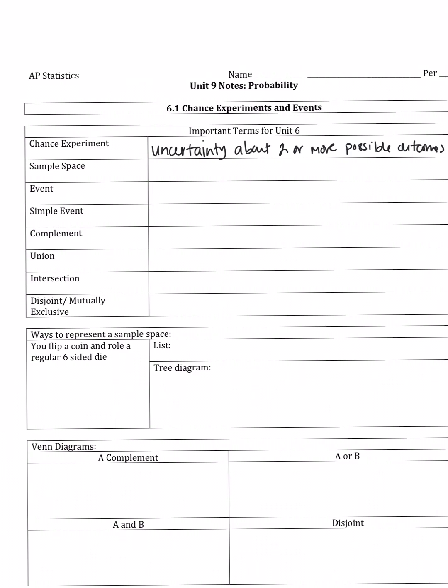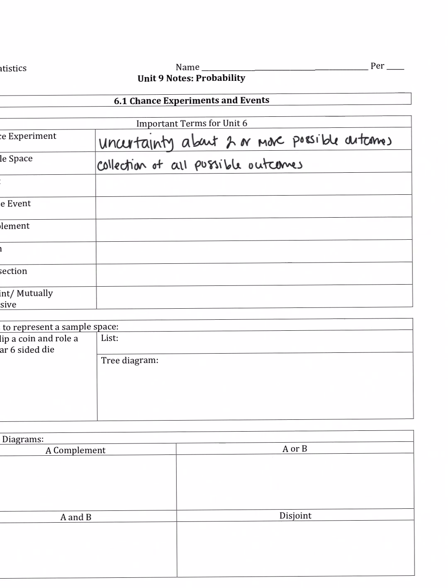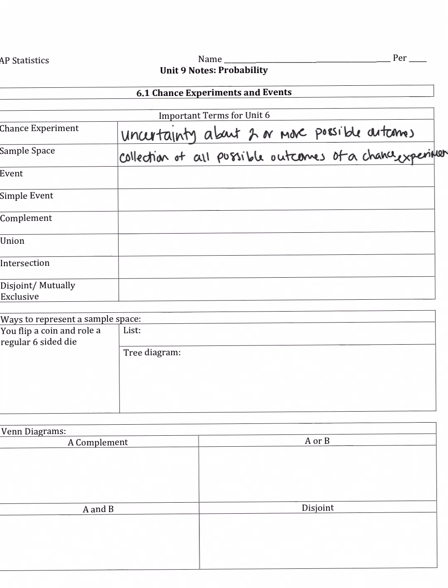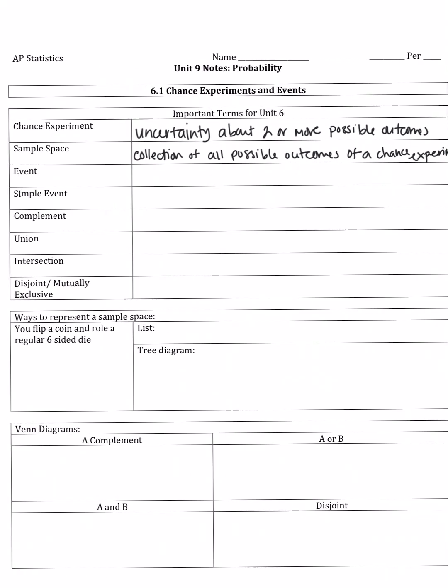A sample space is a collection of all possible outcomes of a chance experiment. So when we did the basketball activity and we listed out like, okay, they can make, miss, all of that, that was listing out our sample space.